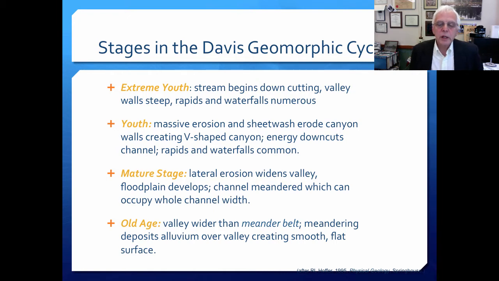In the mature stage, then, lateral erosion widens valleys, and floodplains develop, and the channel becomes meandered, and this can sometimes occupy the entire valley width. Simply a meandering river working its way through an entire valley. And in old age, then, the valley is wider than the meander belt, and the meandering of the stream deposits alluvium over the valley, creating smooth, flat surfaces.